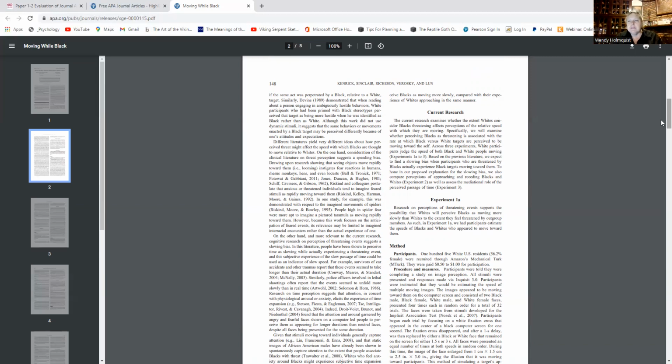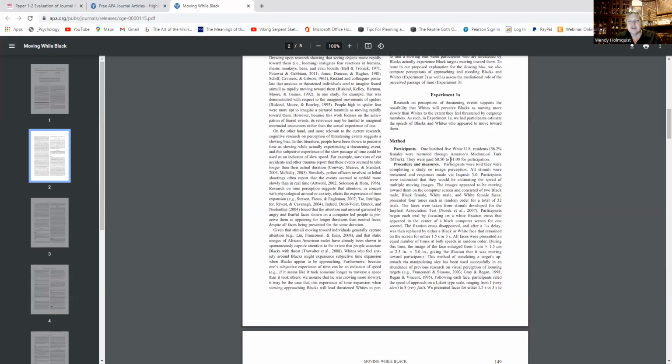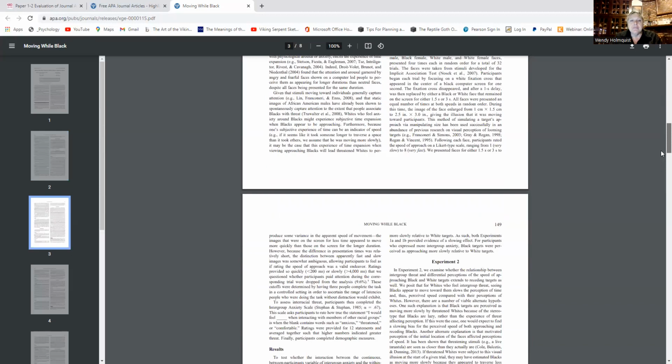Here's experiment 1, and you'll see there's a method section. This tells you what they did, procedure and measures. You don't have to know all that. You just have to read through it and kind of get an idea. Okay, this is what they did basically, to the best of your understanding. If you don't understand it fully, don't worry about it too much. Just do the best you can.